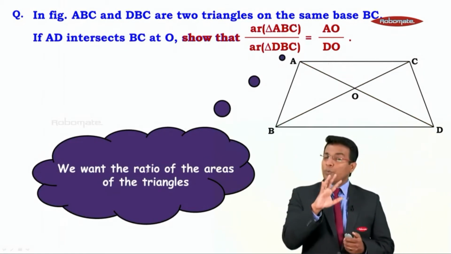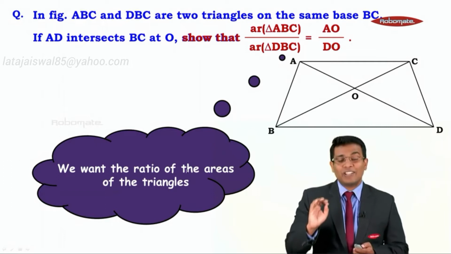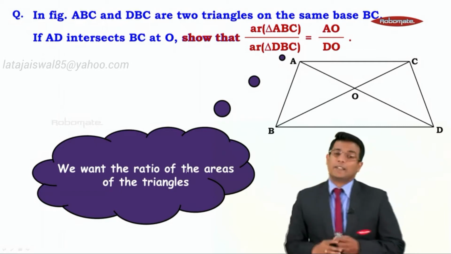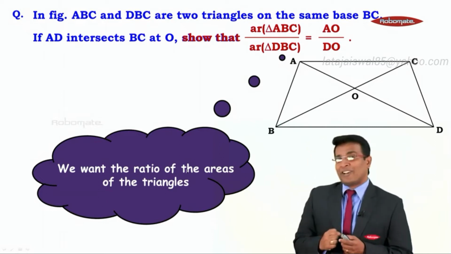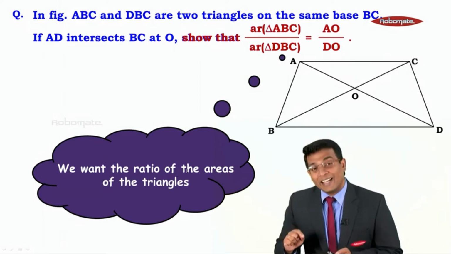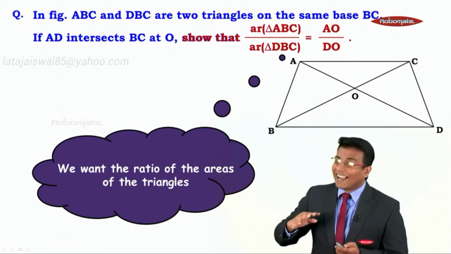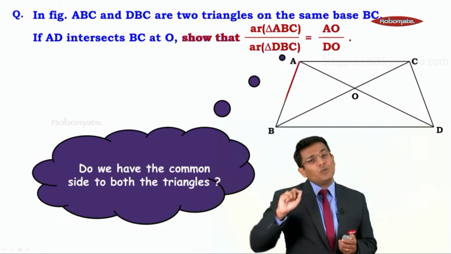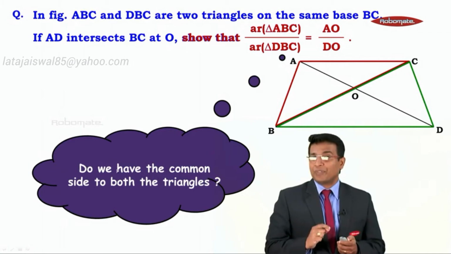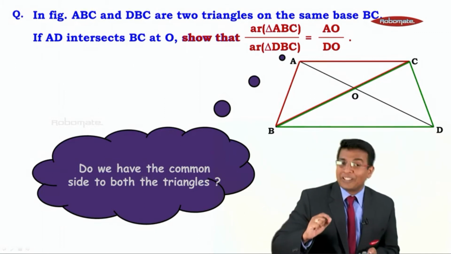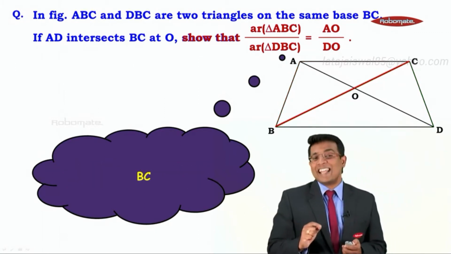Now when we look at this to prove, what do we want? We want the ratio of the areas of the triangles. Now when we are talking about area of a triangle, we know the formula for area of a triangle. It is half into base into height. That means you are talking about the base and the height here. If you observe these two triangles, do they have a common side between them? Yes, they have a common side. What is that? Yes, it is BC, right?